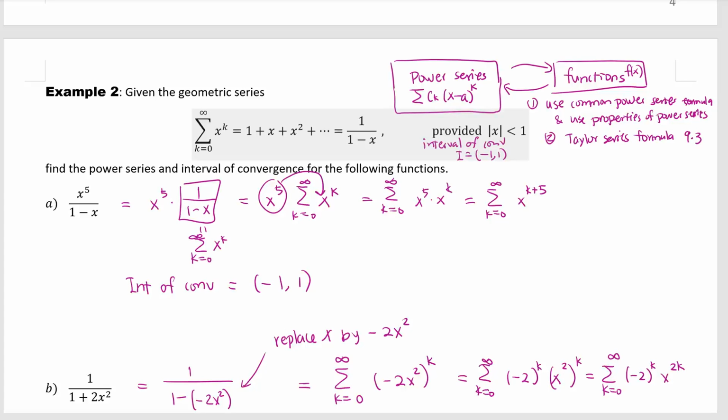However, the other direction, given a power series, find the function that the power series represents, is hard. So we will talk about some examples in session 9.4. That's our plan.